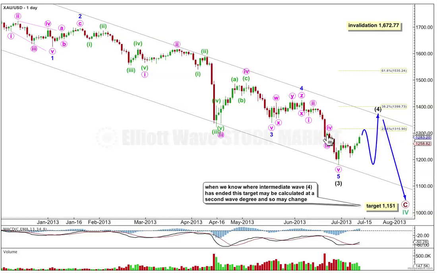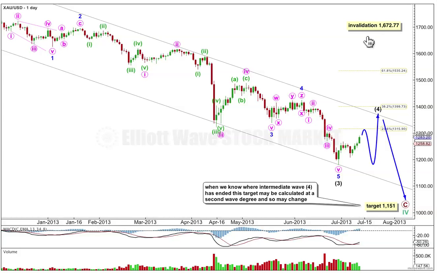When we have more structure within this fourth wave and we can tell which of the 13 possible corrective structures it may be taking, we can use the ratios between A and C to try and calculate a more accurate target for it to end. We cannot do that yet.